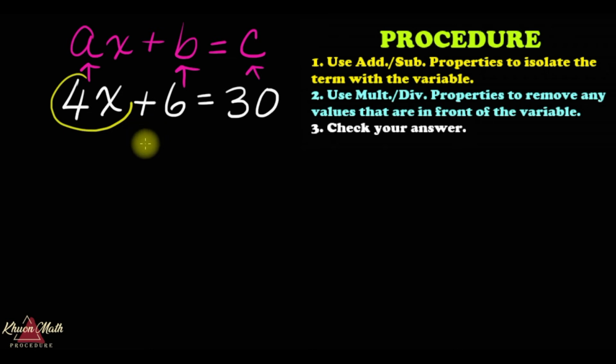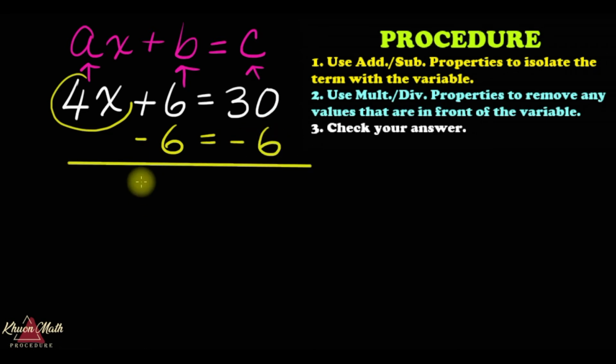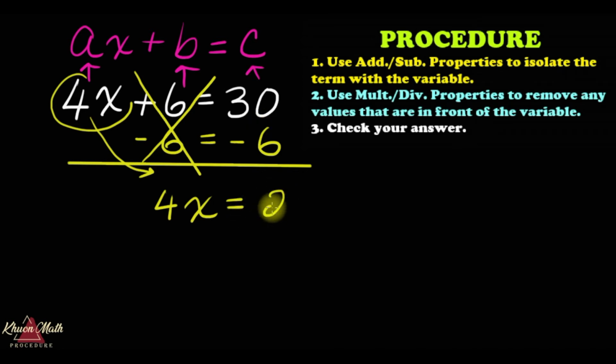So we're using the subtraction property to isolate in this case. So minus 6. So if you minus 6 to the left, you get a minus 6 to the right. Okay, so now what you want to do is bring down the 4x. So the 4x comes down. So you have 4x, and positive 6 take away 6 is 0. So that's gone. And then here you have 30 minus 6. So that makes it 24. So we're done with step 1.